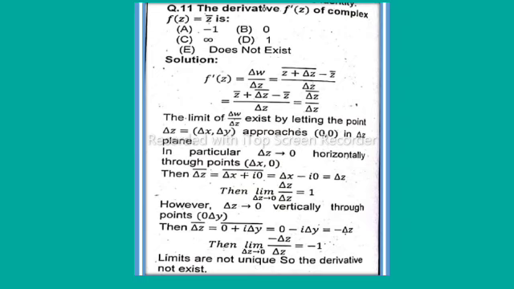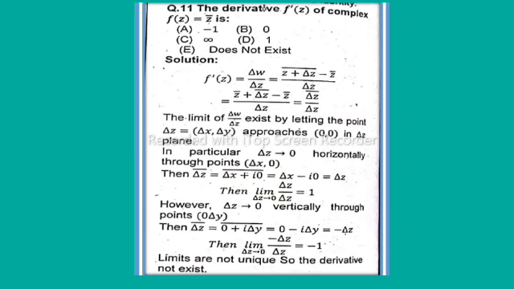However, delta z approaches 0 vertically through the point 0, delta y. Then conjugate of delta z is equal to conjugate of 0 plus iota delta y, which is equal to 0 minus iota delta y, that is equal to minus delta z. Then the limit as delta z approaches 0 of minus delta z divided by delta z is equal to minus 1.